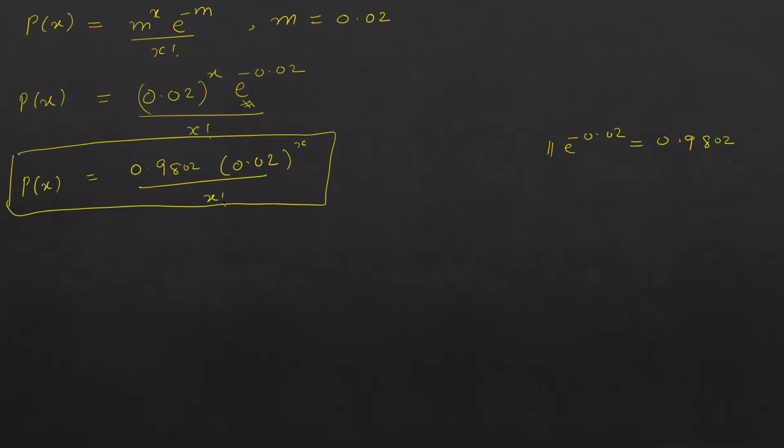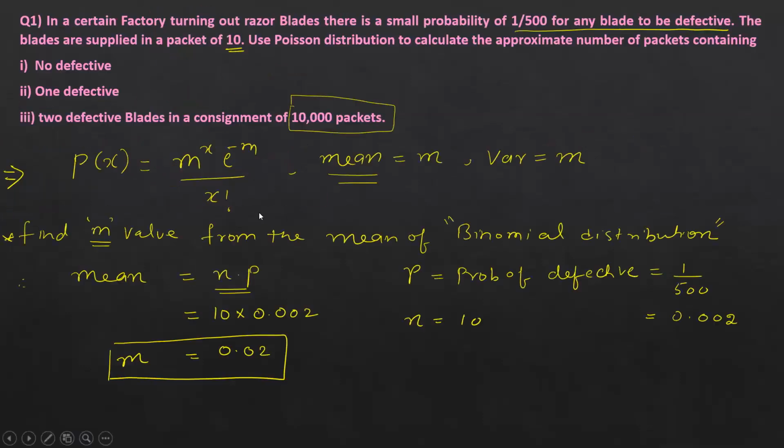So now let us answer the question. What is the first question they have asked? Use the Poisson distribution. We have got the p of x for the Poisson distribution now. To calculate the approximate number of no defective, one defective, and two defective. So let us find first no defective.